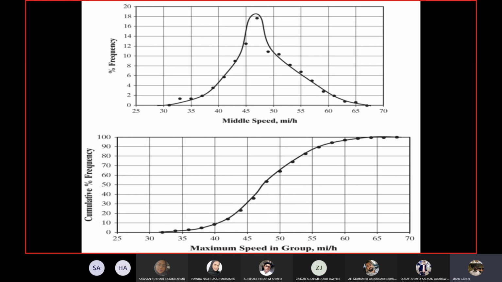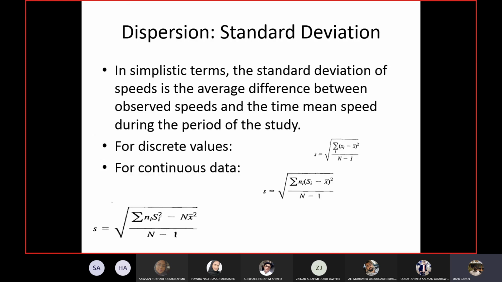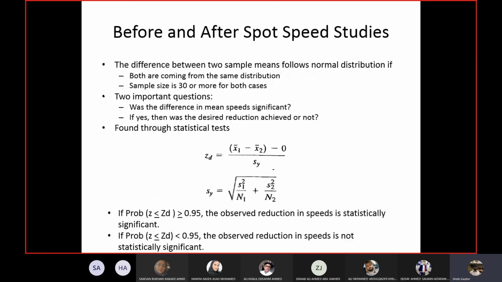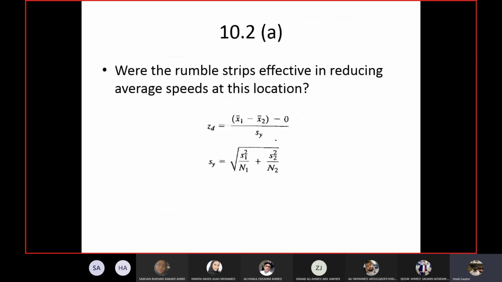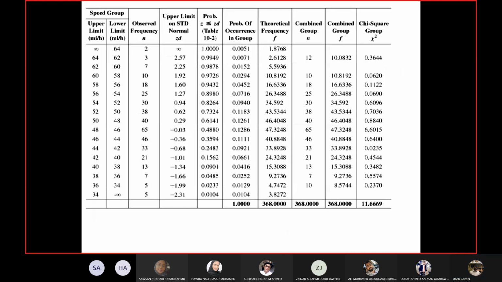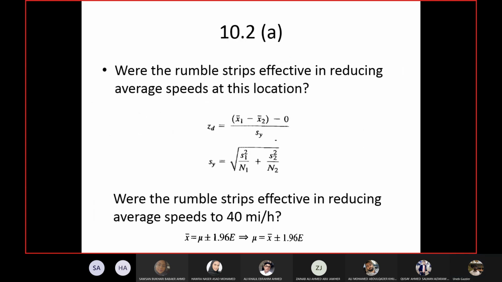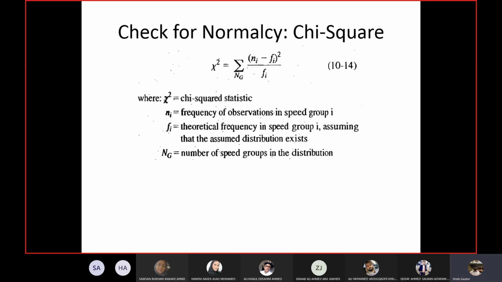So we came up with a mathematical approach, which is known as the chi-square test, to check if the data follows normal distribution or not. This is what we call the chi-square test, and you can see the chi-square value here.